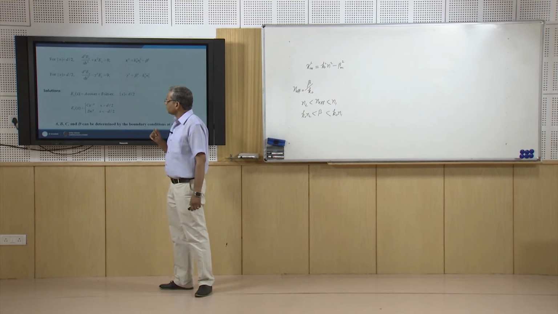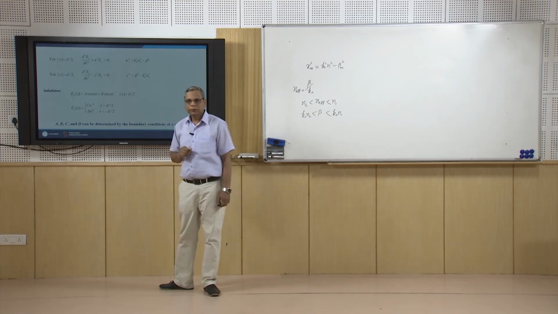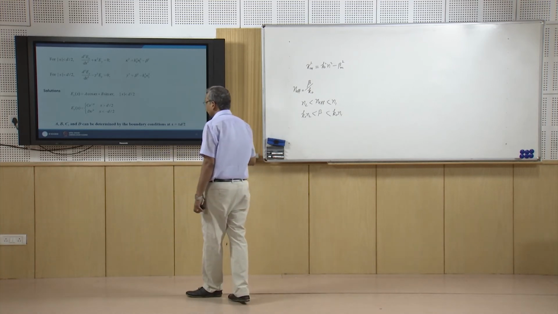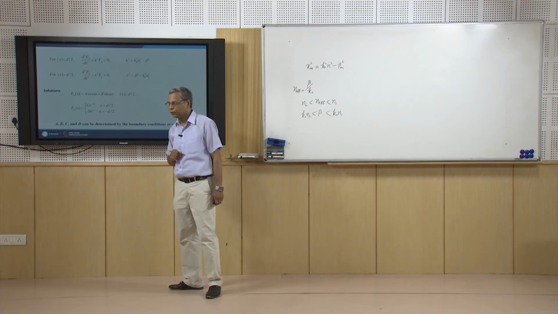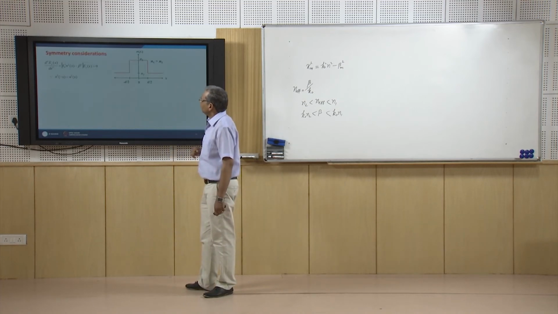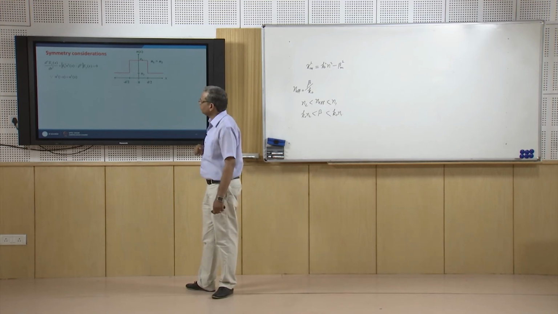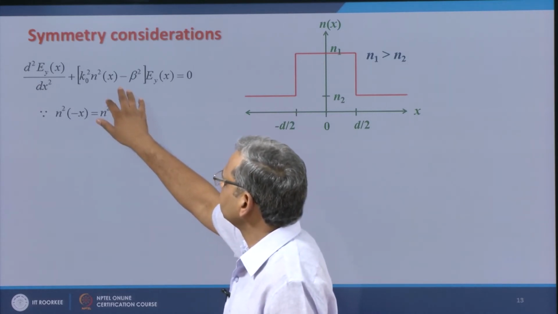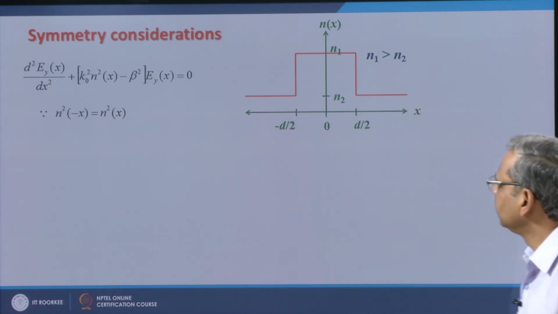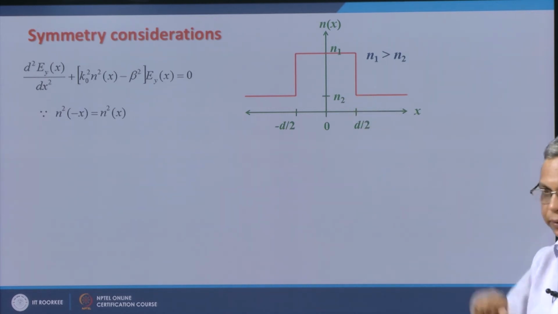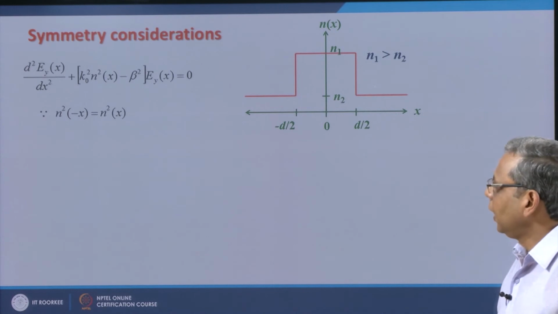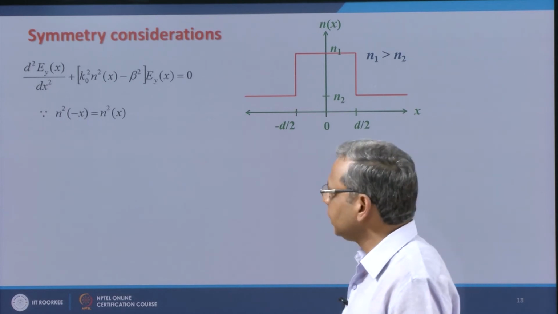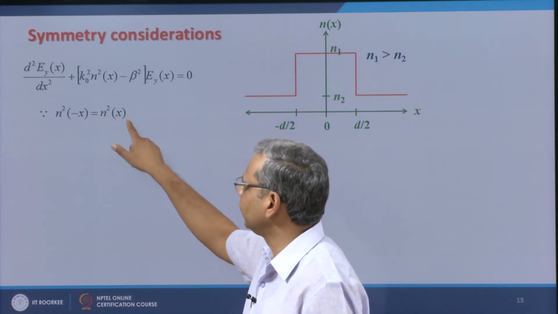But here I can make some more simplification. What simplification I can make is to utilize the symmetry of the problem. How can I utilize the symmetry of the problem? Let us see. I have the wave equation for TE modes like this, and this is the n of x. I see that this is symmetric about x is equal to 0, which means that n square of minus x is equal to n square of x.